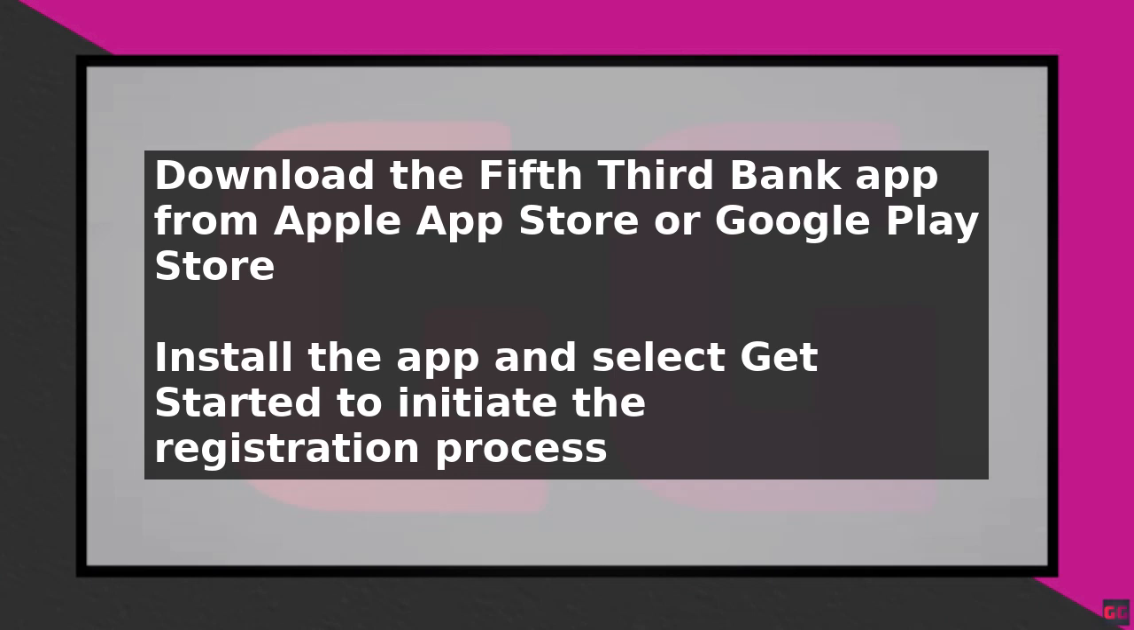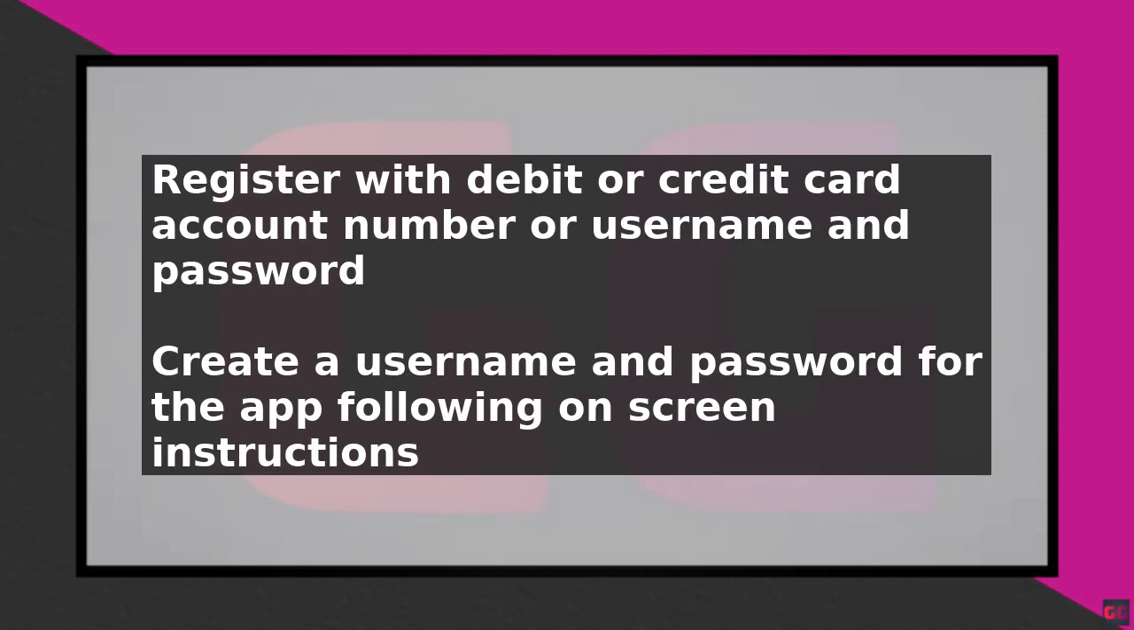You will need your Fifth Third Bank debit or credit card, account number, or username and password to complete the registration. Follow the on-screen instructions to enter the required information and create a username and password for the app. After registering, you will be prompted to set up security measures such as a 4-digit passcode or biometric authentication, including facial recognition or fingerprint scanning.